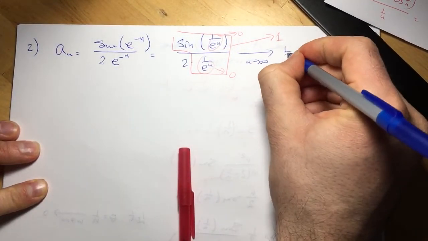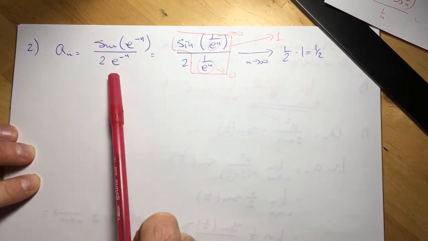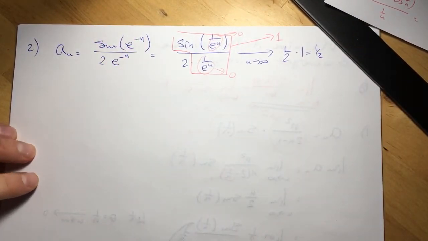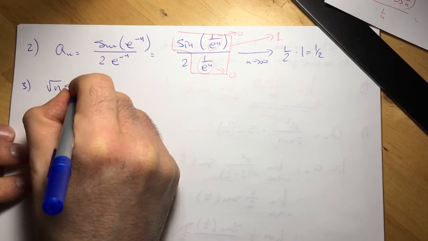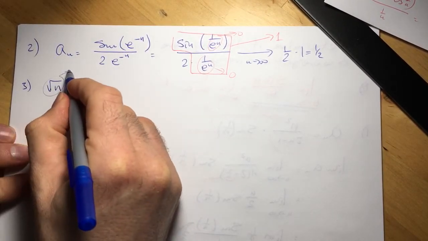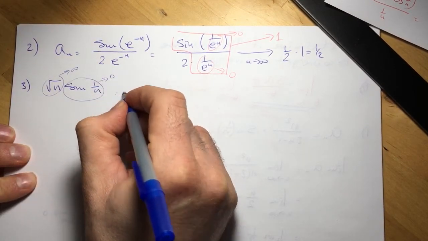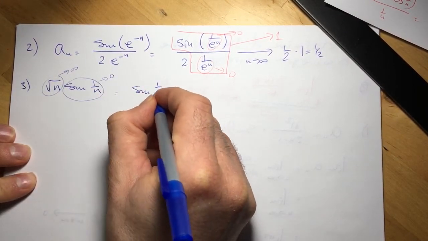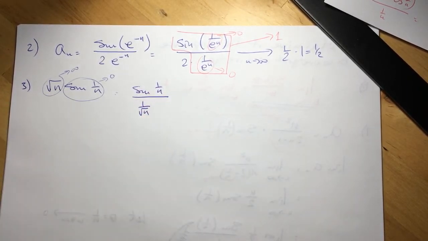So I get 1/2 times 1 is 1/2. Okay, so be careful about sine of theta over theta as theta goes to 0. Let's say square root of n times sine of 1 over n. As n goes to infinity, this guy goes to infinity. This factor goes to 0, so this is sine of 1 over n over 1 over square root of n.